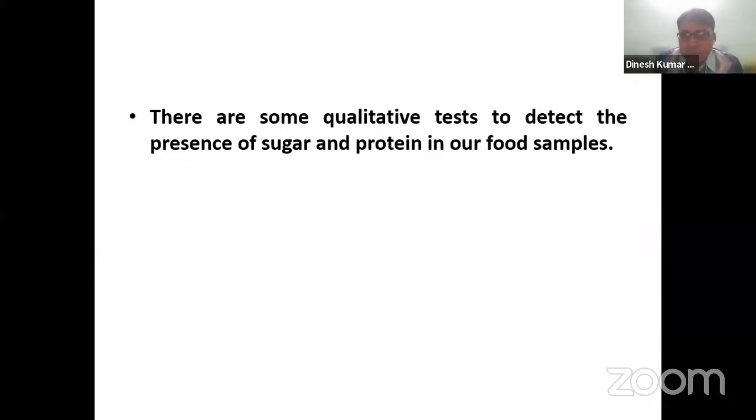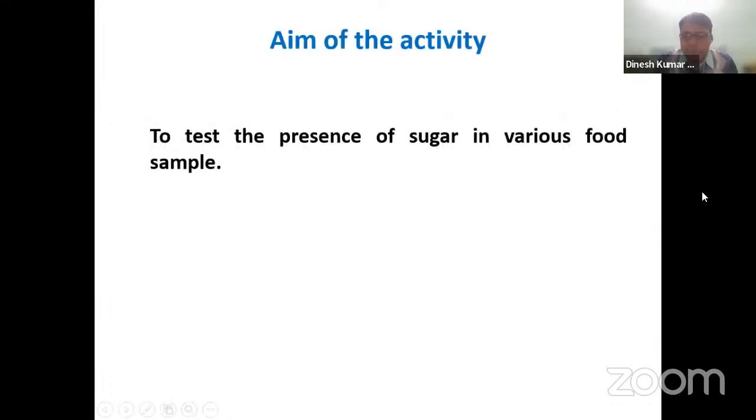So there are some qualitative tests to detect the presence of sugar or protein in our food samples. There are many different methods, and we can also test the lipids or many other minerals by simple tests. But in today's program, we will do the experiment in which we will see what type of sugars or carbohydrates are present in our various food samples that we eat.